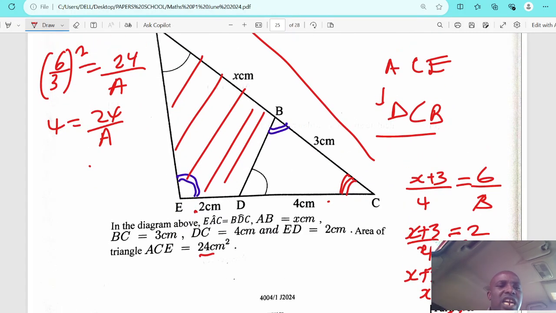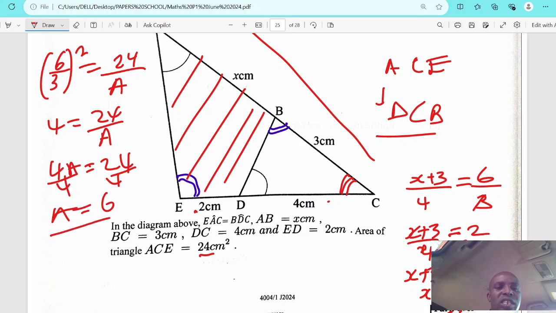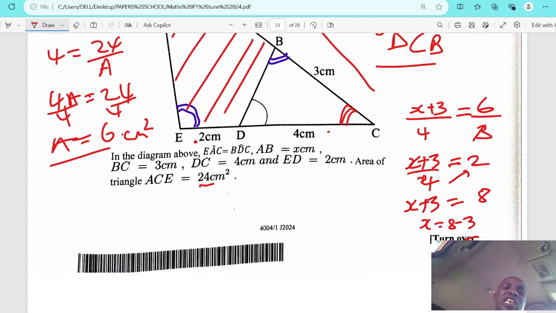So here you say 4A is equal to 24. Then divide by 4, and your A is equal to 6. So it's 6 square centimeters. That's the area of the smaller triangle.